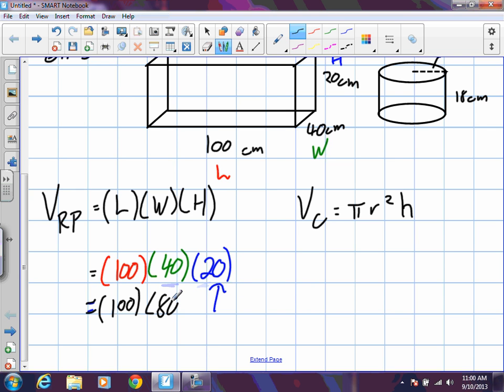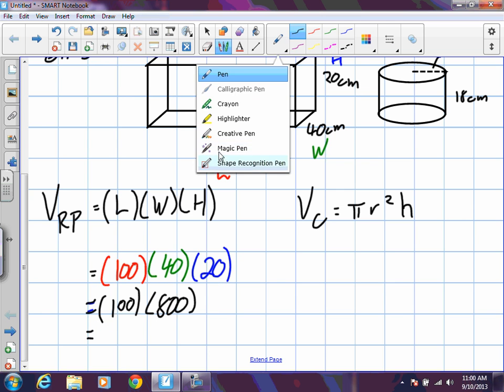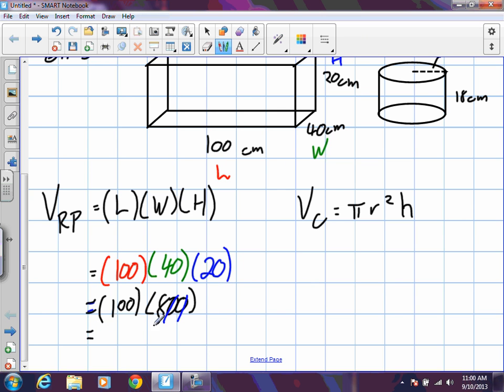Now I'm left with 800 times 100. Same idea. I don't need to include these zeros yet. What is 8 times 100? 800 plus another 0. 8,000 plus another 0. 80,000. So the volume of this rectangular prism is 80,000, not squared, centimeters cubed. It's 3-dimensional. So we have that. We know how much gravel or soil, whatever it is we're filling it with, we need. This is how much we need.